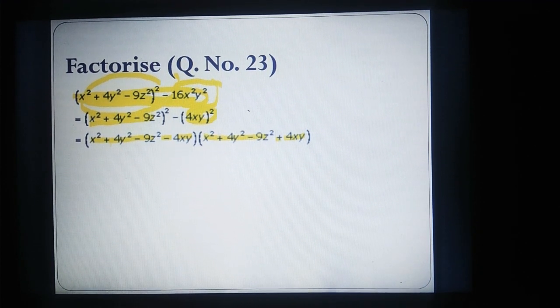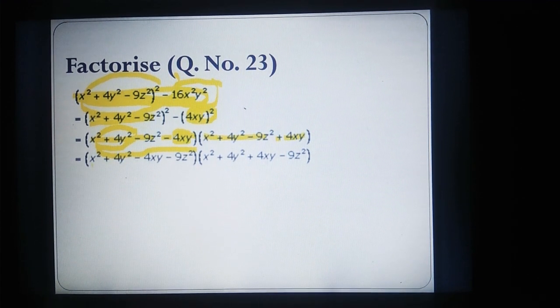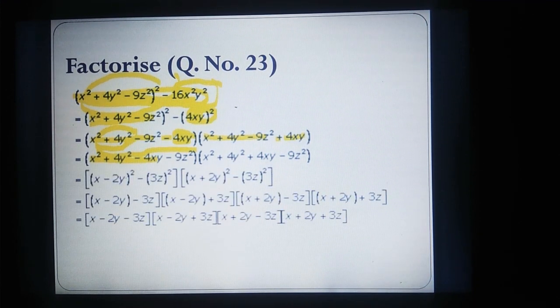Now let us see whether we can factorize this further. There's a 4xy term here, so let me take this and keep it together with x square plus 4y square, and let us check whether they can be written in whole square format. As I said, I have kept them together. Now if you see here carefully, this part can be written as x minus 2y whole square.